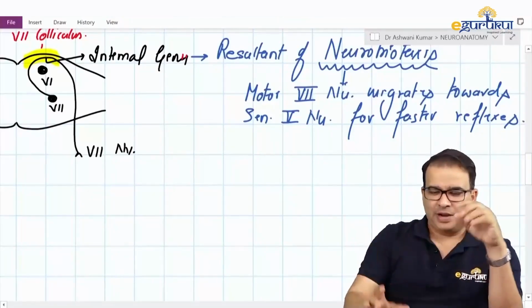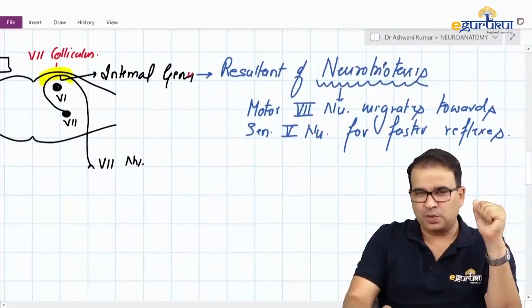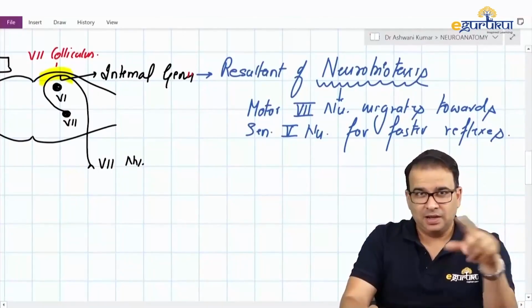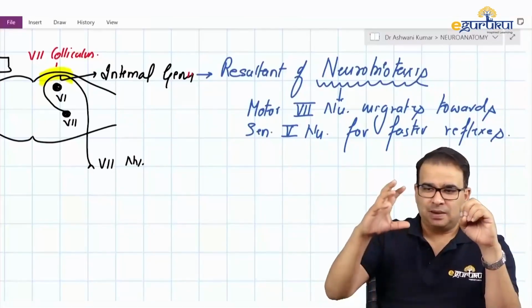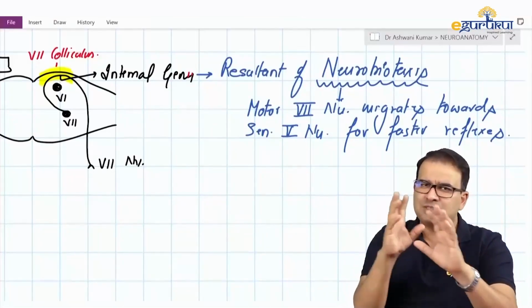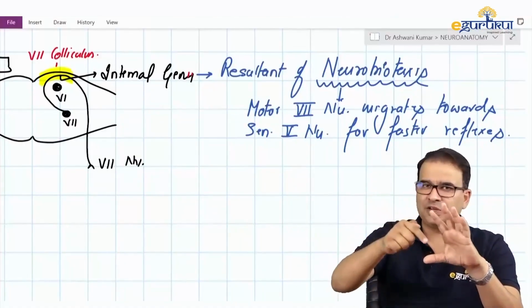Now, how the examiner tried to trick us in this question: I've seen this question asked in AIIMS twice in a row, and both times the question was entirely different. They gave a picture of the floor of the fourth ventricle, both times the same picture, and the arrow was pointed at the facial colliculus.